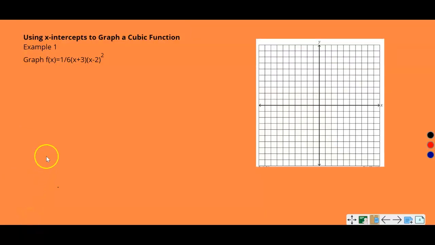All right, so that was a lot of important information to get to the examples, but let's look at example 1. Using x-intercepts to graph a cubic function. Graph f of x equals 1/6 times x plus 3 times x minus 2 squared. All right, so the first thing we need to do is take our factors and find the zeros from that. So we're going to have x plus 3 equals 0. Subtract 3 from both sides. So x equals negative 3 is 1 zero.